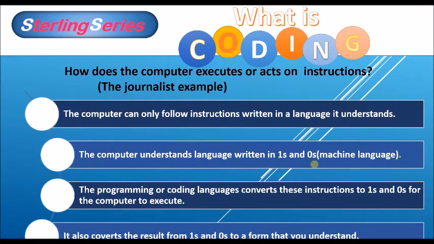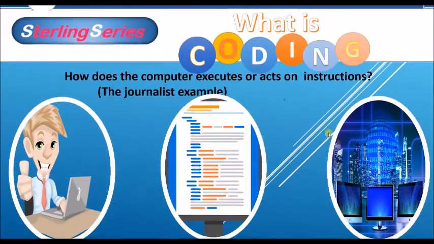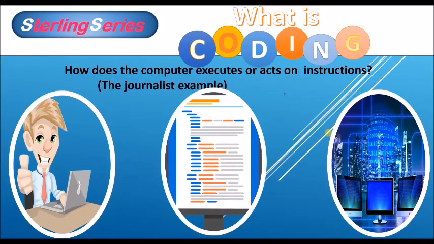How does the computer execute or act on instructions? In fact, the computer can only follow instructions written in a language it understands. Just like us, we can only follow instructions if it's given in a language we understand. The computer understands language written in ones and zeros. This is called machine language. The programming or coding language converts these instructions to ones and zeros for the computer to be able to execute. It also converts the results of ones and zeros to a form that you will understand, and this is normally displayed to you on a monitor or it is printed.